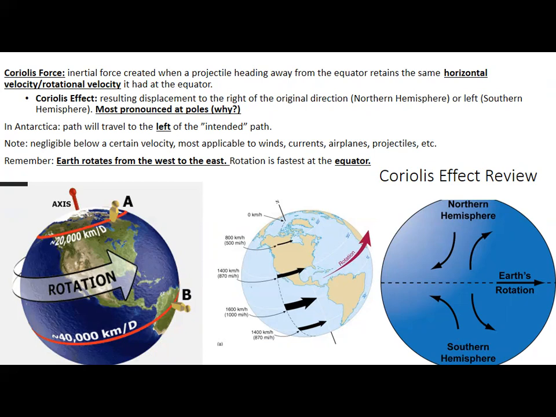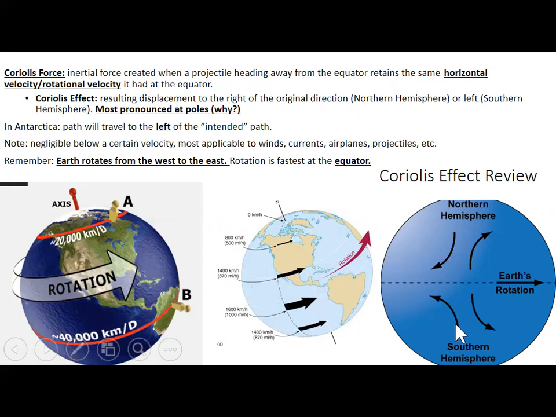And the difference in the hemispheres is because Earth is rotating the same way no matter what, but you're fastest at the equator and slowest at either the North Pole or the South Pole, meaning that the deflection is basically being dragged by Earth's rotation, essentially. You're being deflected in the direction of Earth's rotation.